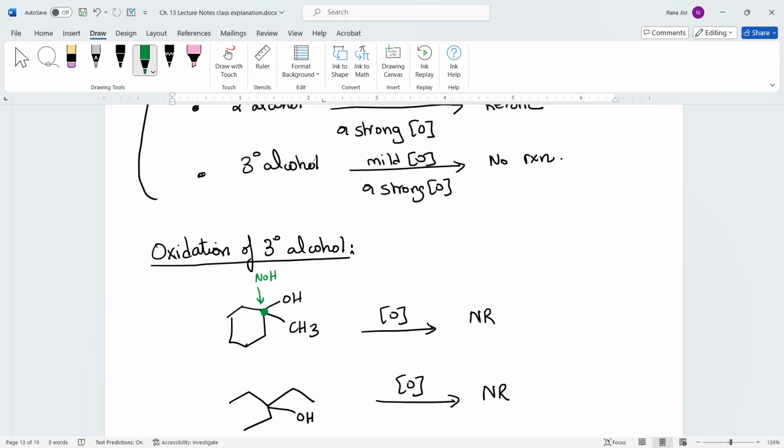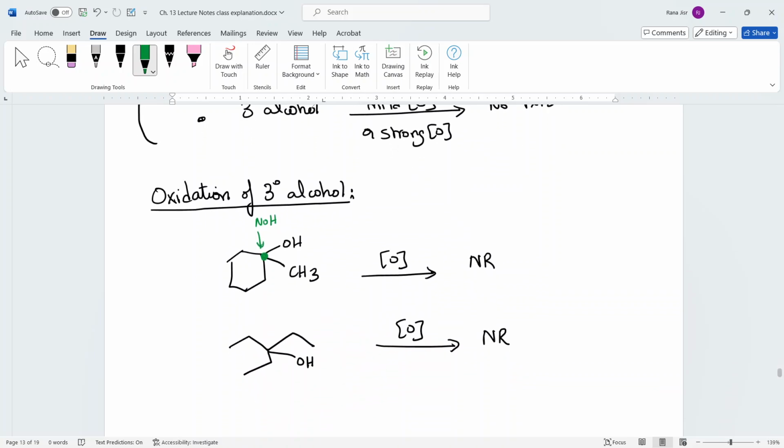So if there is no hydrogen here, you cannot perform the oxidation as you should, because the rule for the oxidation is to take out the hydrogen from the carbon and the hydrogen from the oxygen and create a double bond. No hydrogen here, you cannot make a 5-bond carbon. So this is why there will be no reaction.